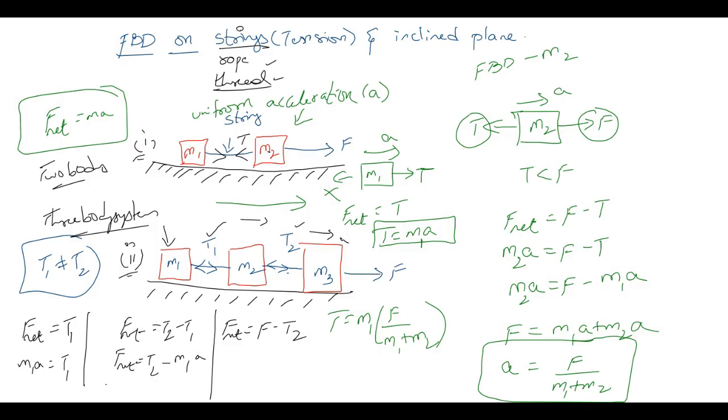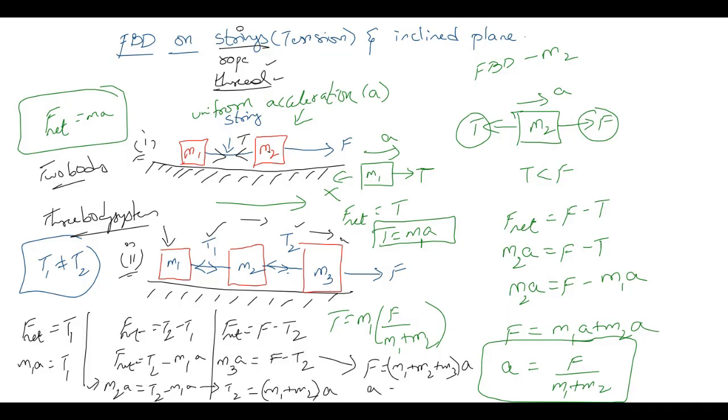Here F net means what? M2 into A is equal to T2 minus M1 into A. Here F net means what? M3 into A is equal to F minus T2. Now from this, what is T2? From this, T2 is equal to M1 plus M2 into A, right? So if you substitute the T2 value in this, then F will become M1 plus M2 plus M3 into A. From this, what is the A value? F by M1 plus M2 plus M3. Here just one more mass will be added for acceleration.